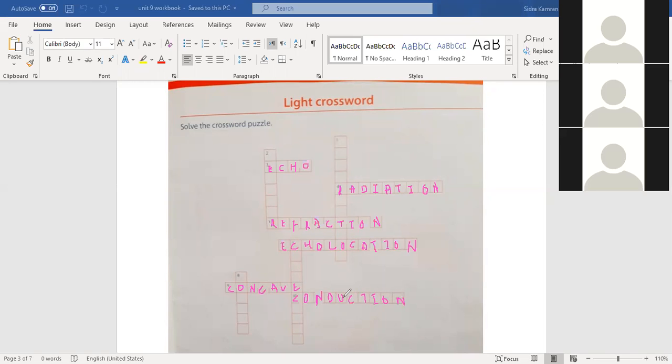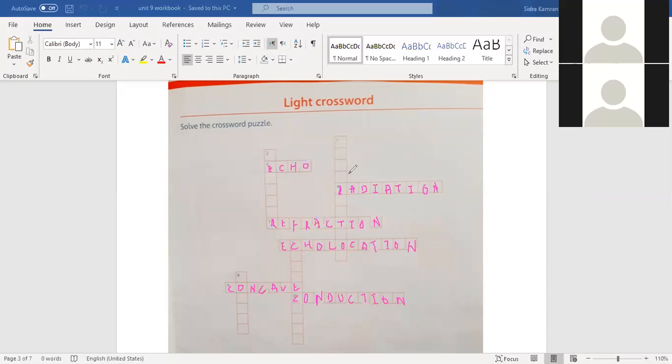Next we have to do for downward. All the across we have done. Here you can see all the crosses we have done. Next for downward. First, number 1 is written here. So we are going to find the answer for this.